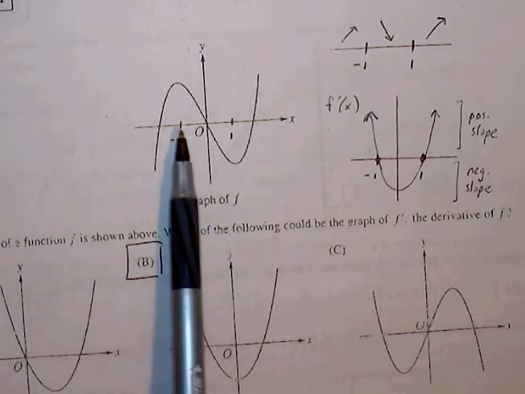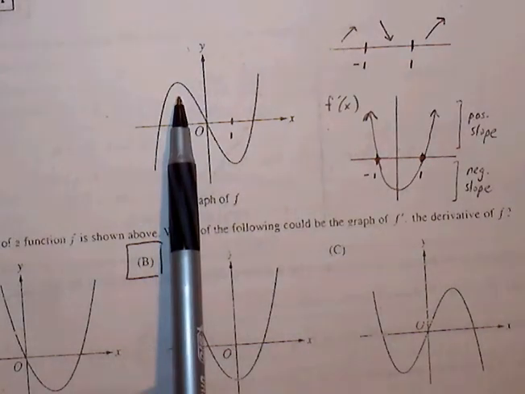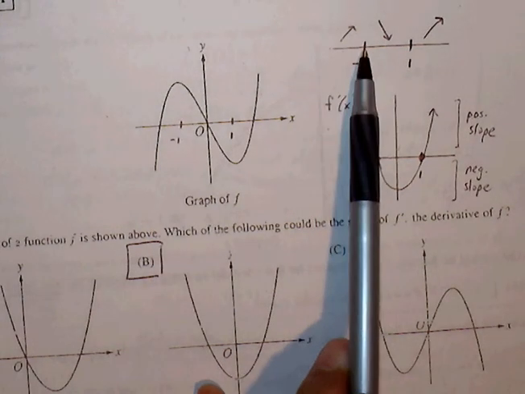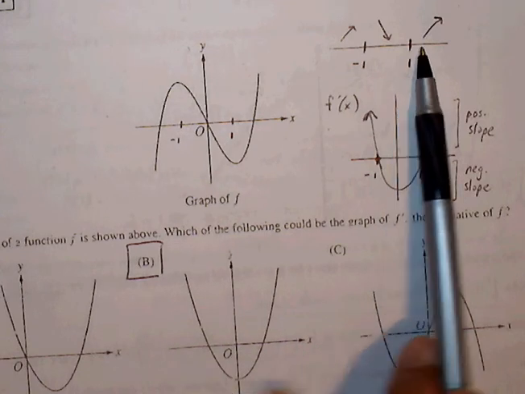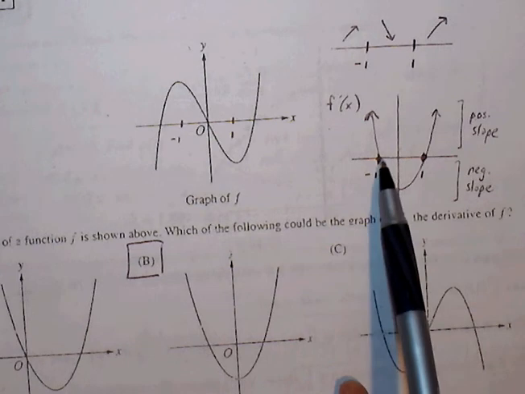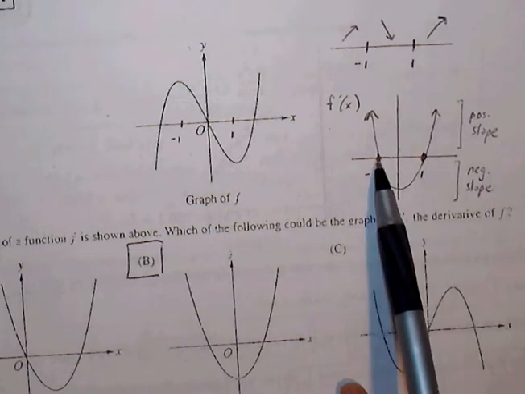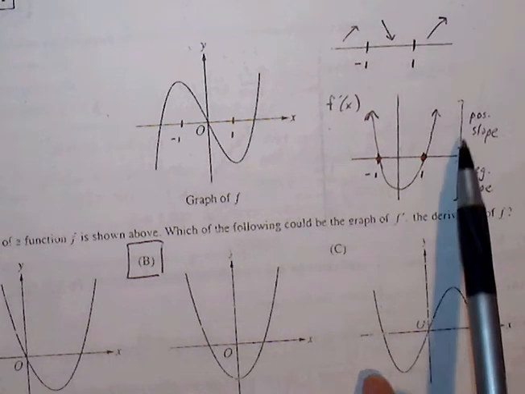And we see that to the left of this max, we see a positive slope. Between -1 and 1, a negative slope, and then to the right of 1, a positive slope. And if we want to convert this to an f prime graph, we're going to have -1 and 1 being the x-intercepts, because this is where slope is 0.